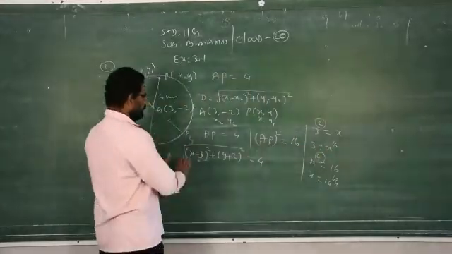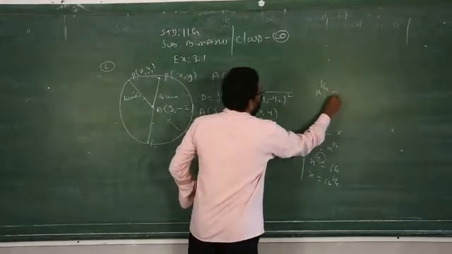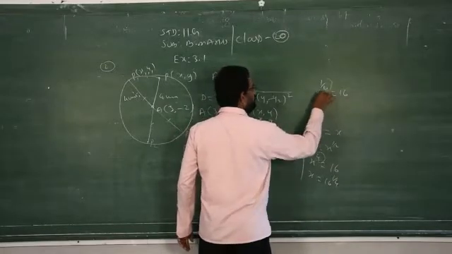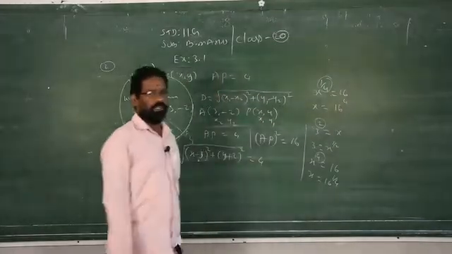Clear? So whenever you, not only this one, when x power 1 by 4 is equal to 16, then what will be the value of x? When you transfer the power to the right side, you always take the reciprocal. That is the meaning.